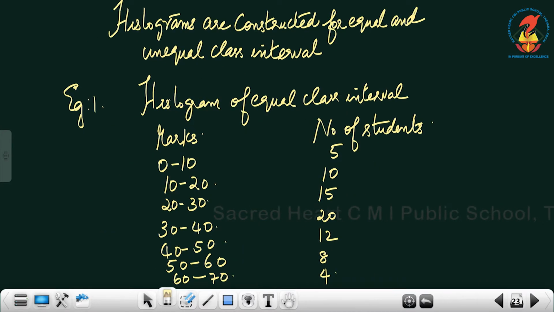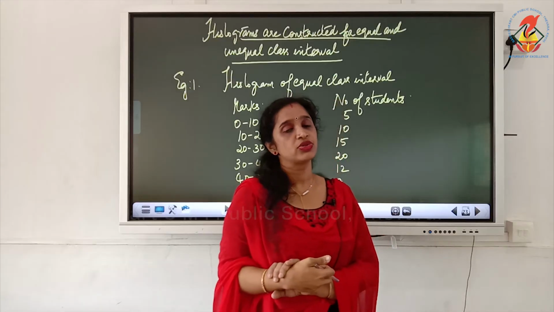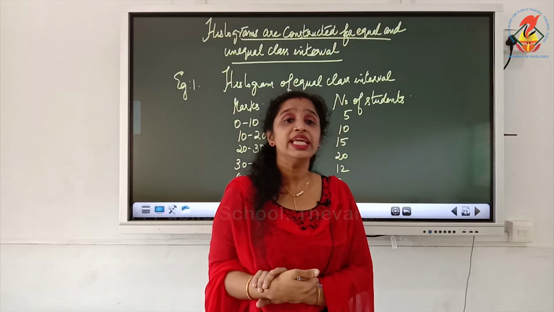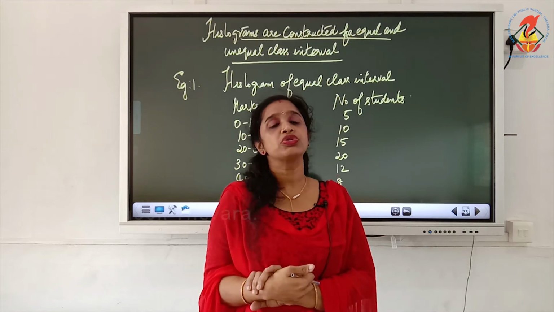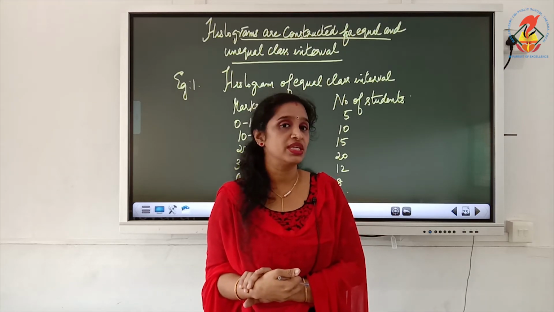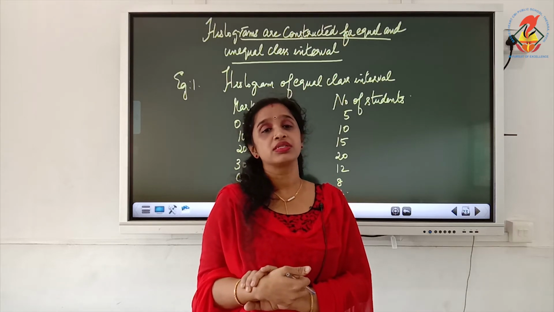Next one, histograms are constructed for equal class interval as well as unequal class interval. So, histograms are constructed for equal class interval. You know what is an equal class interval? Example is 0 to 10, 10 to 20, 20 to 30, 30 to 40. Equal class interval. Everywhere the size of the class is the same.